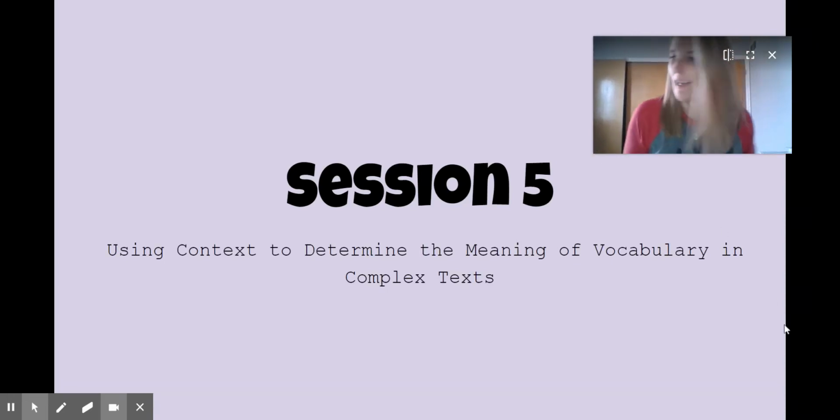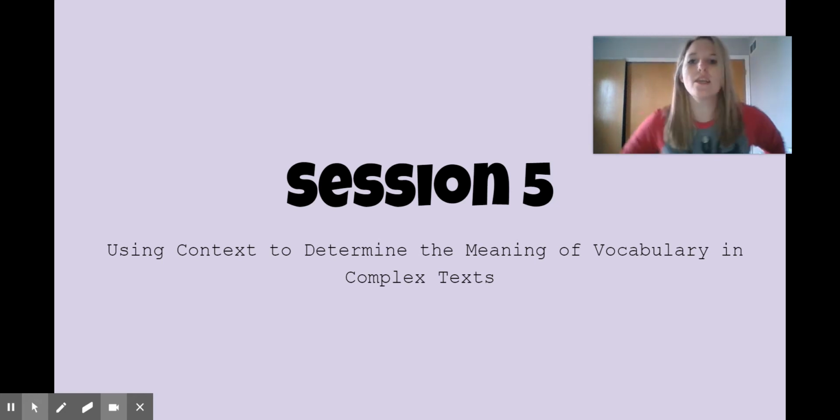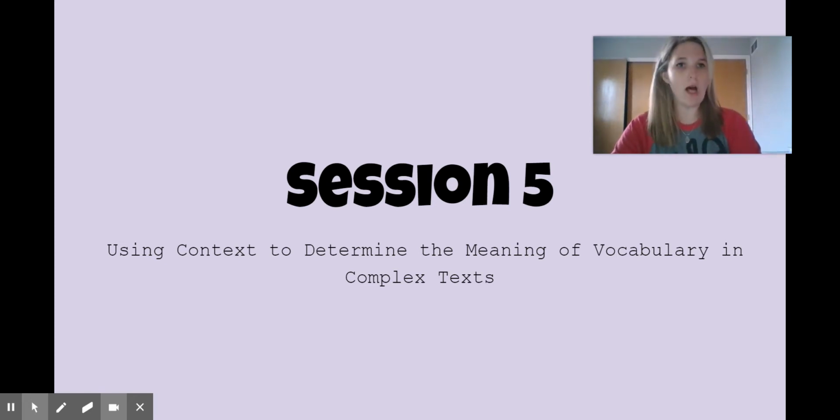Everybody, welcome back. All right, so we're going to continue with our nonfiction unit today. We're going to move into session 5, which is using context to determine the meaning of vocabulary in complex texts. What all of this is basically saying is that as we're coming across all the things that make nonfiction challenging, something we're going to add to that is vocabulary. So we're going to talk through some things you guys can do. We'll get some samples together to tackle those complex vocabulary.